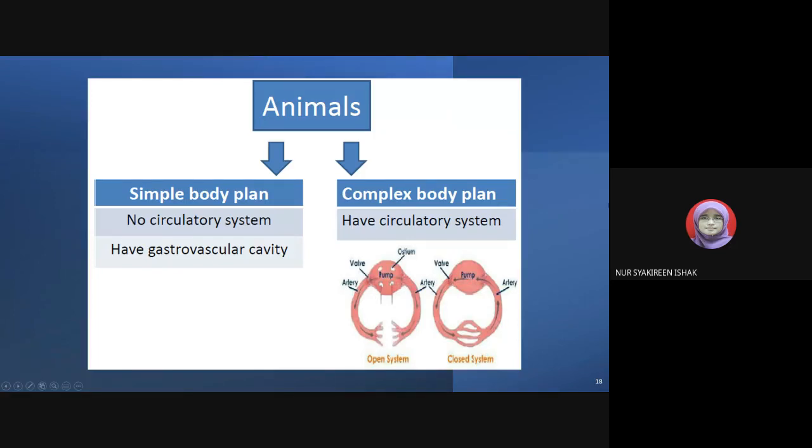For smaller size organisms that are not so active, they have open circulatory system. For organisms that require much more oxygen and much more nutrients, they have closed circulatory system. So we are going to look in detail at each type: gastrovascular cavity, open circulatory system and also closed circulatory system.